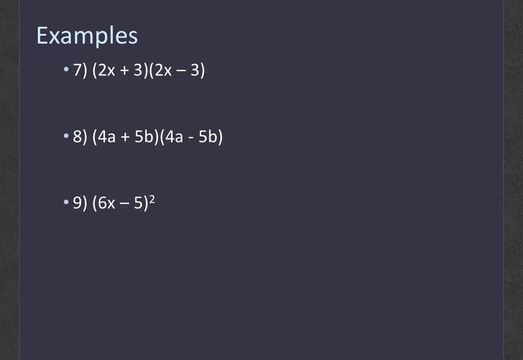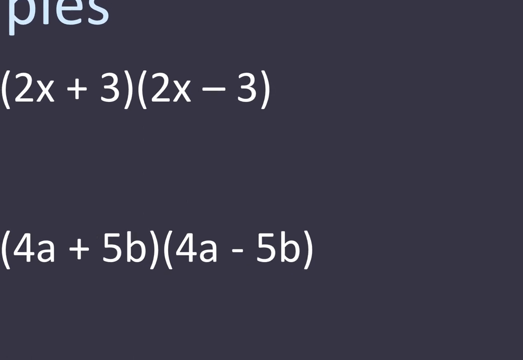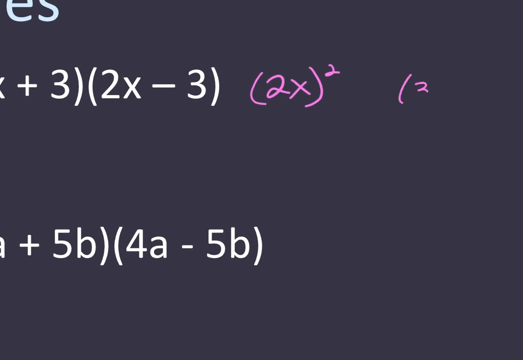All right, so 7, both the same terms, but one's a plus and one's a minus. So this is that first shortcut, which says A squared minus B squared. Good, so 2x is my A, and 3 is my B, and I put a minus between them. So I square 2x. You can either distribute the exponent or literally multiply 2x by 2x. Either way, you get 4x squared minus square the 3, and it's 9. This one obviously is easier to use the shortcut.